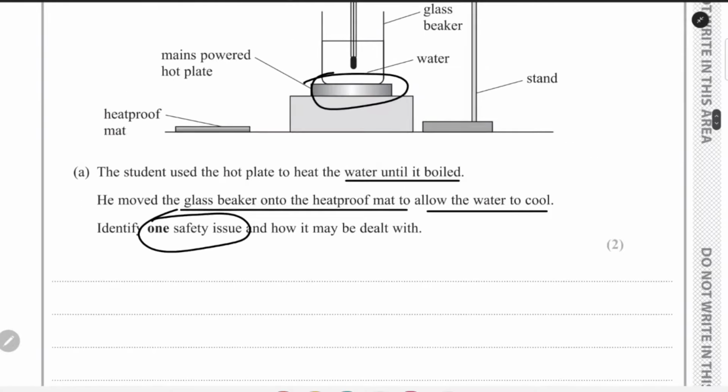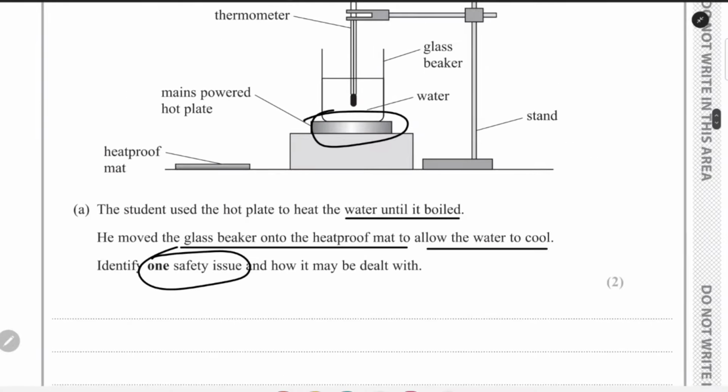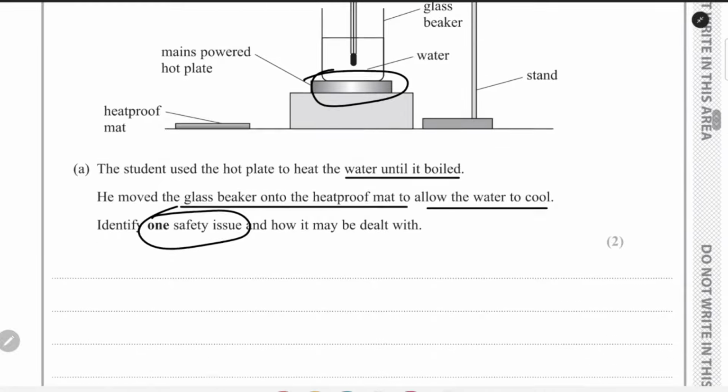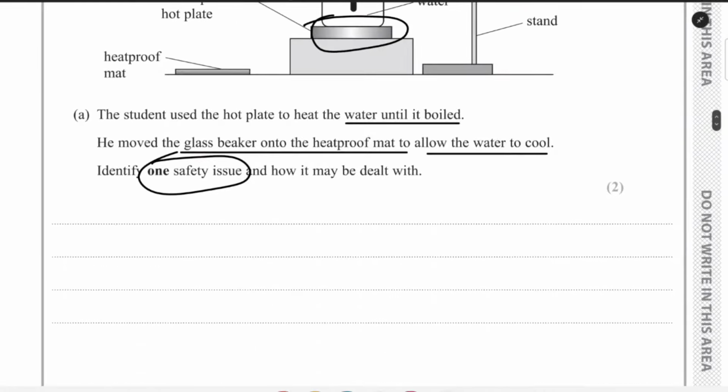Since this beaker will be heated, the beaker might have a high temperature, so if we touch it we might get burns. So we should use insulated gloves or tongs to move the beaker.